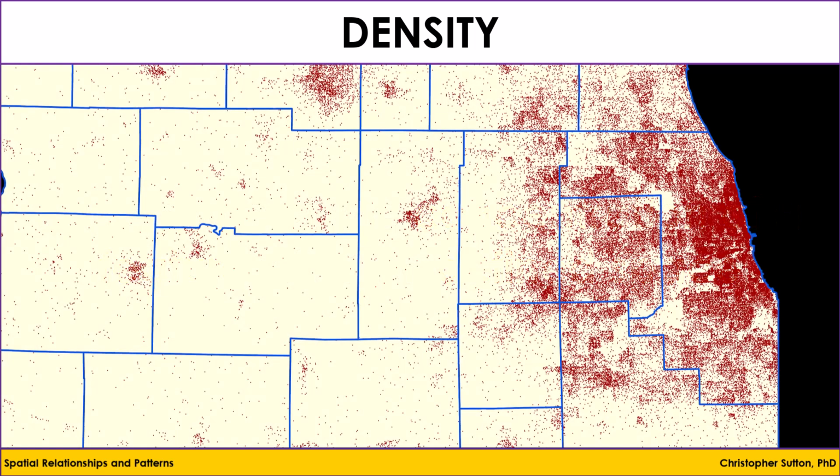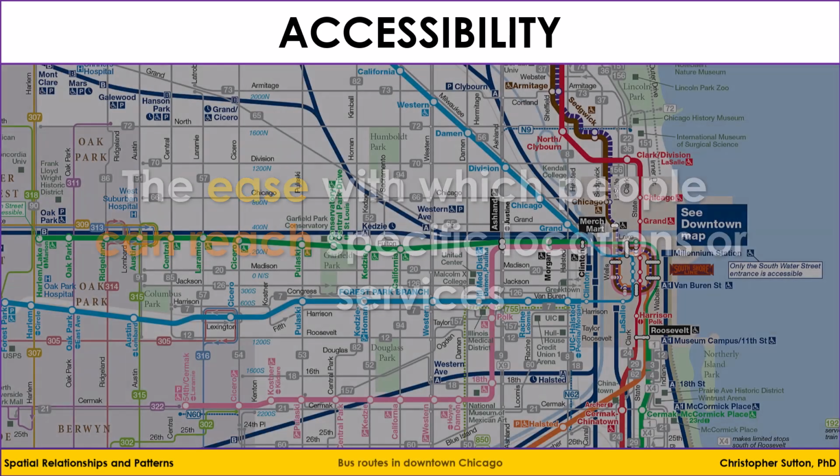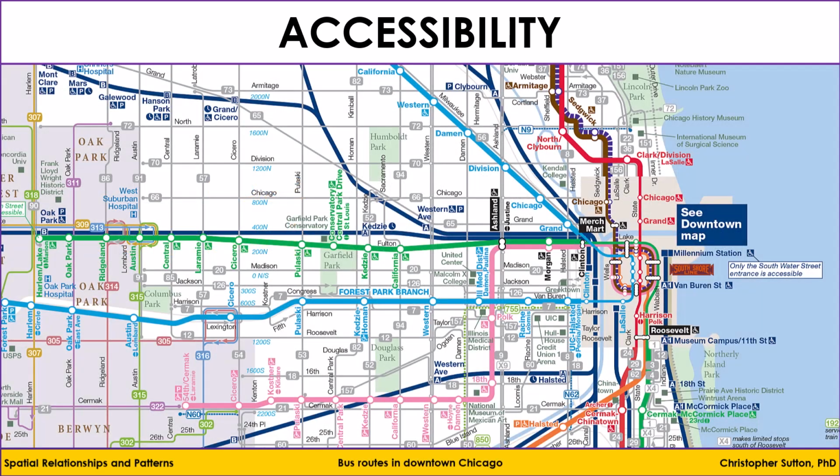Density measures the concentration of a specific attribute, like population or vegetation, within a given area. It provides insights into the spatial distribution and intensity of phenomena. For example, population density in urban areas versus rural areas. Accessibility refers to the ease with which people can reach specific locations or services, such as healthcare facilities, schools, or markets. We might use GIS to analyze the accessibility of hospitals in rural regions.